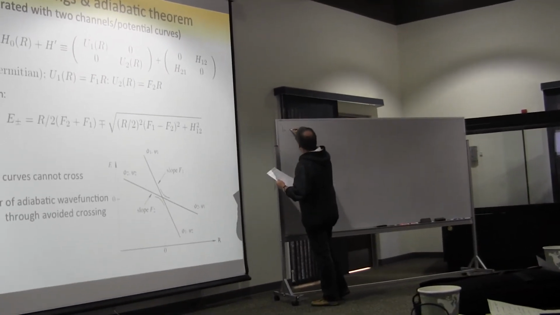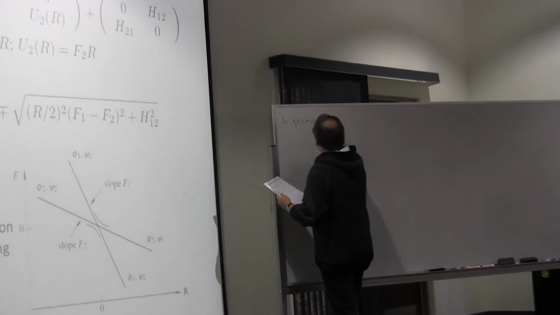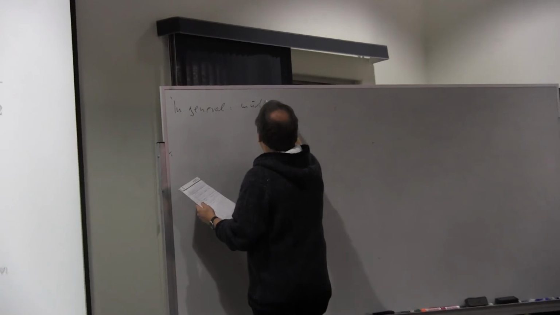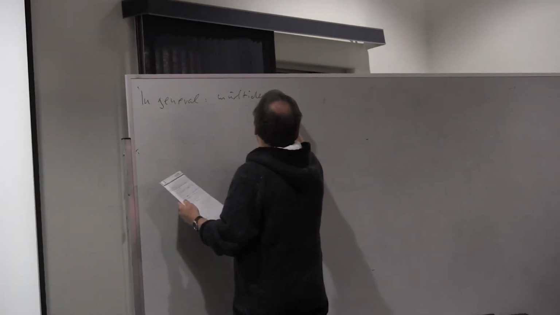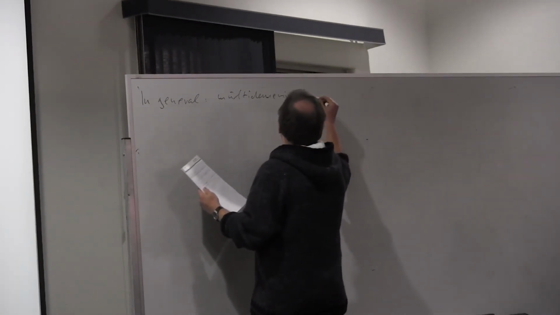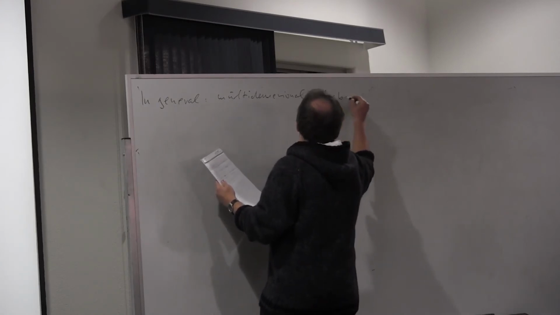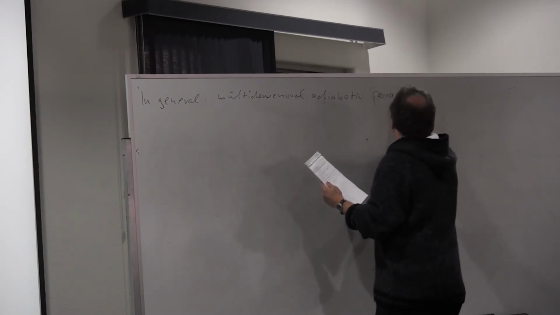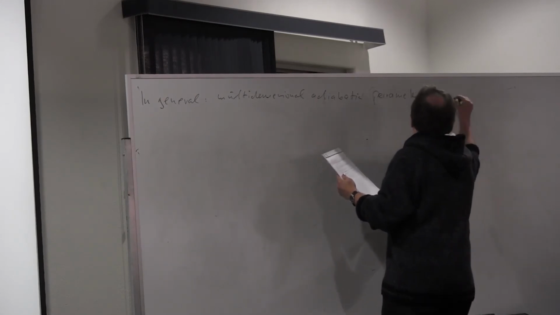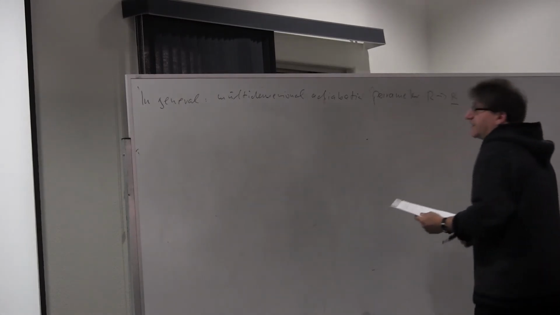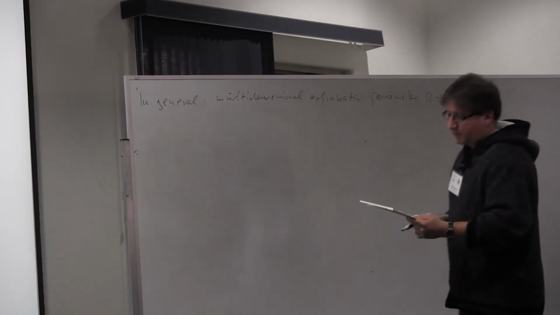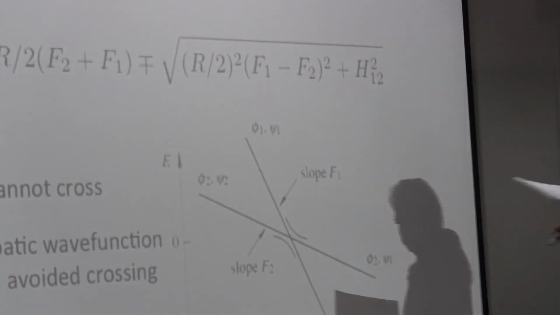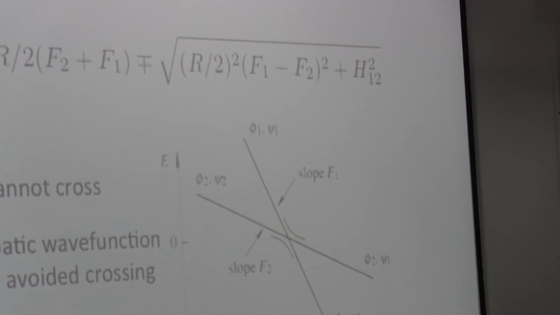So in general, we have a multi-dimensional adiabatic parameter. So R goes over to really a vector of R. And then we simply take the same situation here. So that is, we take our already diagonalized curves, but we write them in general with the U's.